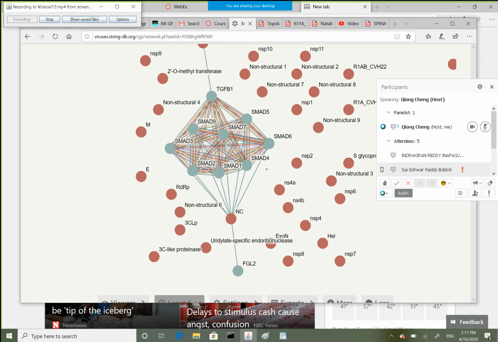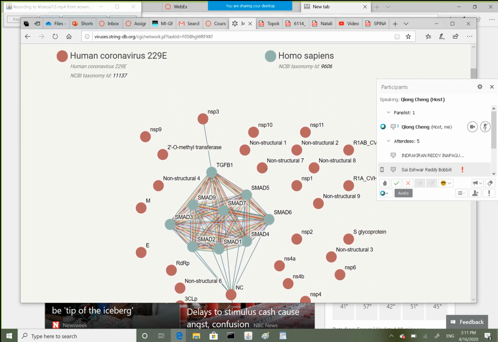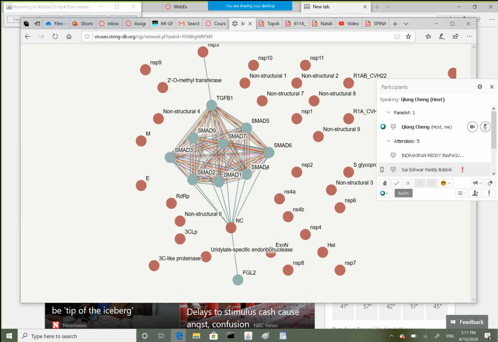Coronavirus in a protein-protein interaction network. If I take a look here, I want to show you there are two types: the red one corresponding to the virus, and the green one corresponding to human proteins. So in this graph, we have two types of objects. The red one is virus protein, and the green one is the human's protein, right?